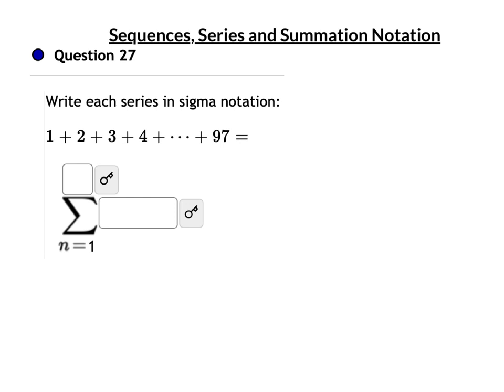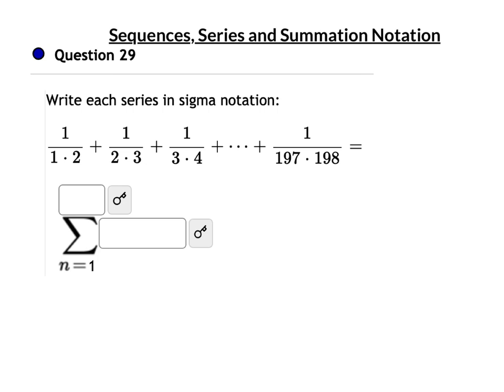Question 27 is a linear series. This is like the one that Gauss figured out when he was 10 years old. Notice we're just increasing by 1. We're going from 1 to 97. And when I plug in 1, I need it to be 1. When I plug in 2, I need it to be 2. And so on. And the last number I plug in is 97, which means this is just n. So I plug in the numbers from 1 to 97 and I add them together. And there's my answer.